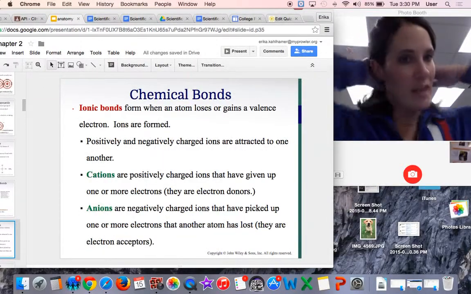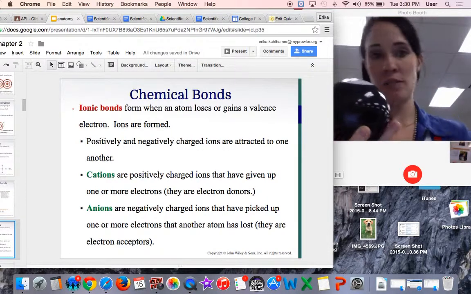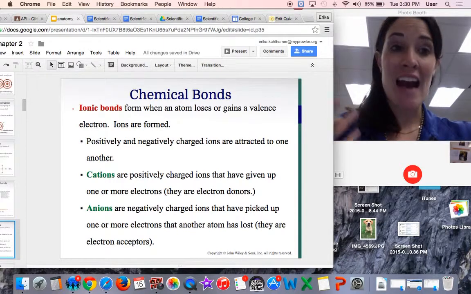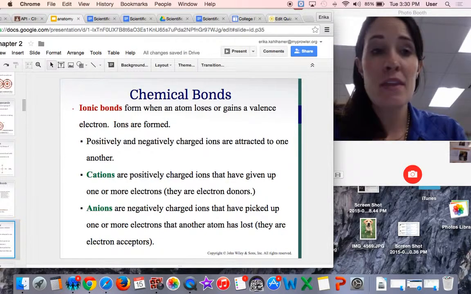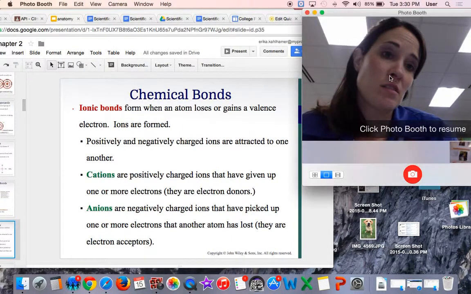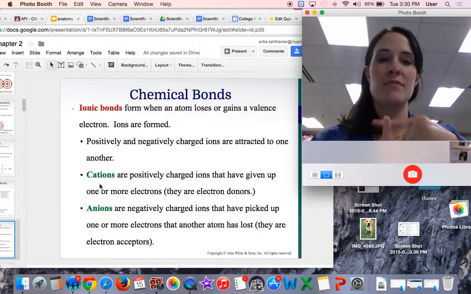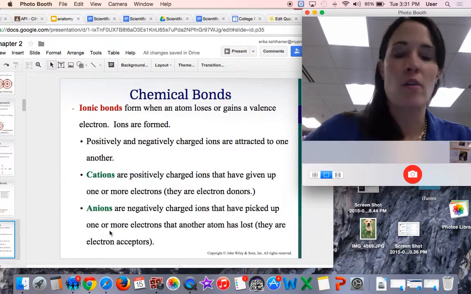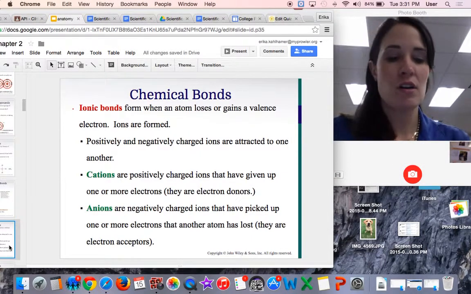Ionic bonds, so now we're getting into the types of bonds, is when an atom either kicks out an electron or gains an electron. It's called an ionic bond, thus producing ions, which are electrically charged, either positively or negatively charged. And then as a result of that, we have one that's positive and one that's negative. The positive ion, looks like a T, doesn't it? Is a cation. Notice the T. Positively charged ions. They have given up an electron, at least one or more. Anions have gained an electron and thus become negatively charged, also called electron acceptors.